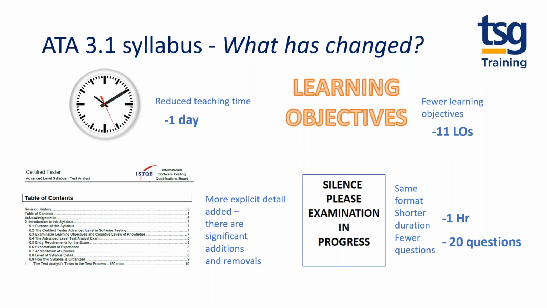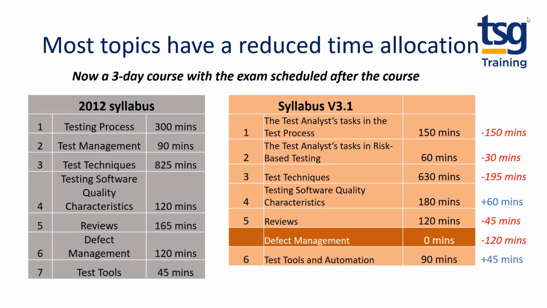Now, to make this work, the syllabus team did look at each individual specific topic. And the general result of the realignment is that most topics have less time. So if we compare with the 2012 syllabus, then test process has now been reduced by 150 minutes. Test management and risk-based testing has been reduced by 30 minutes. Test techniques is also a shorter duration, from 825 minutes to 630 minutes. And that's been done by removing some of the less commonly used techniques.